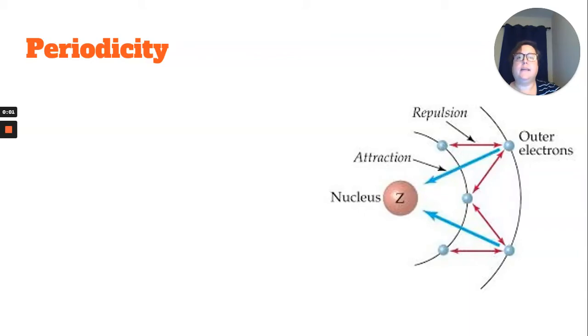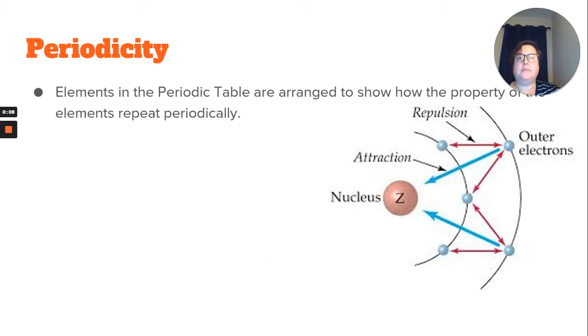So at periodicity, we have that repeating pattern of properties happening on our periodic table. So that's the way it's arranged. There are two main reasons for the trends that we see, and it depends on if the elements are in the same group or the same period.